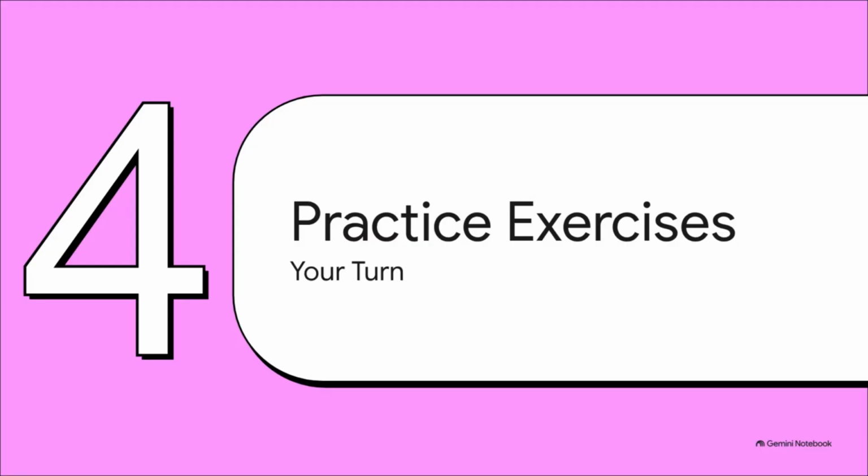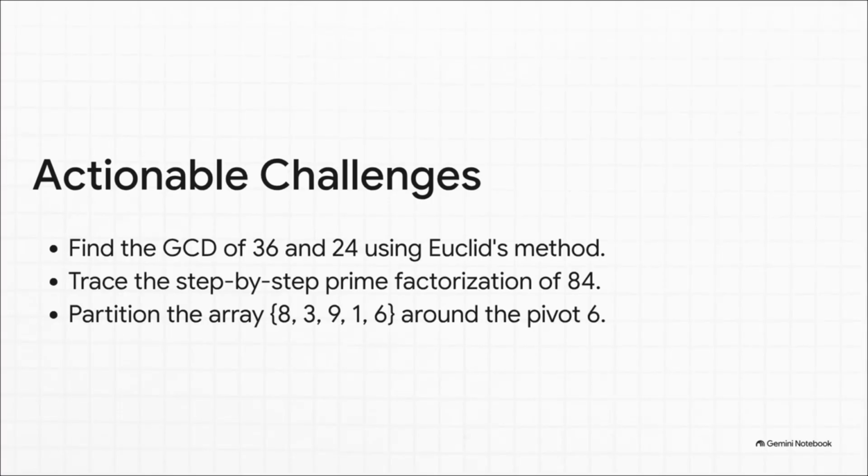Finally, Section 4, practice exercises for you. We've covered a ton of ground today, tracing this logic step by step, just like a processor would. Now it's your turn to pick up the marker and apply this whiteboard logic yourself. I've got 3 actionable challenges for you. First, find the greatest common divisor of 36 and 24 using Euclid's elegant reduction method. Second, trace the step-by-step prime factorization of 84. And finally, partition the array 8, 3, 9, 1, 6 around the pivot 6, following the pointer logic we showed.